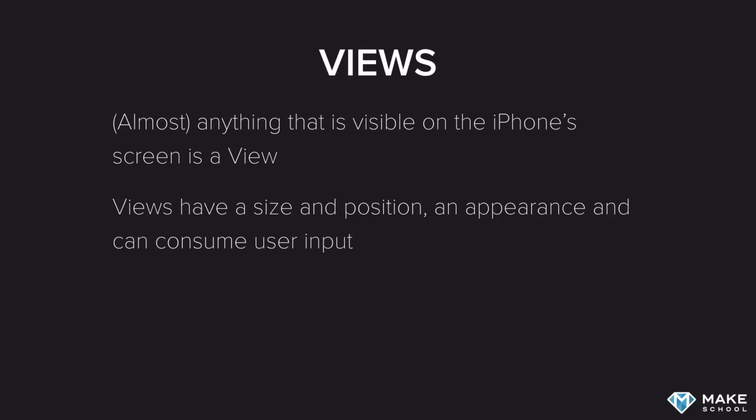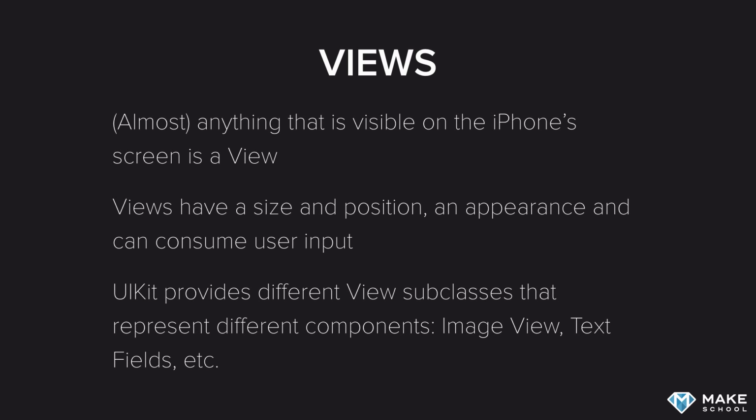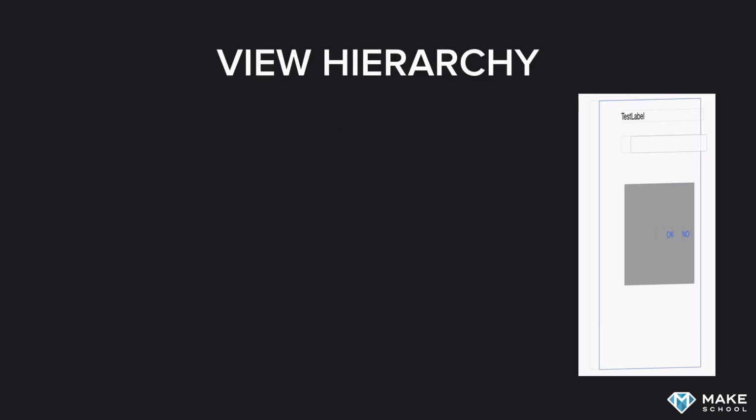All of these functionalities are provided by different view subclasses that UIKit provides for us. These include image view, text fields, buttons, labels, and so on. As you start working with UIKit, you will understand which view subclasses are available to you and how to use them throughout your app. Views can be combined into a view hierarchy.